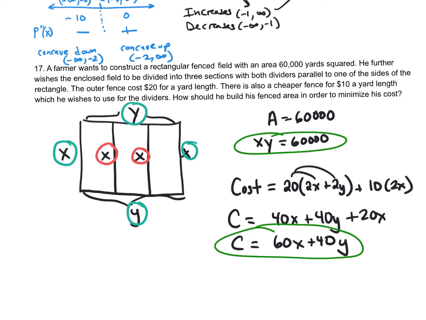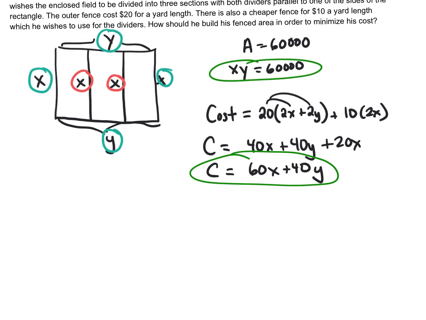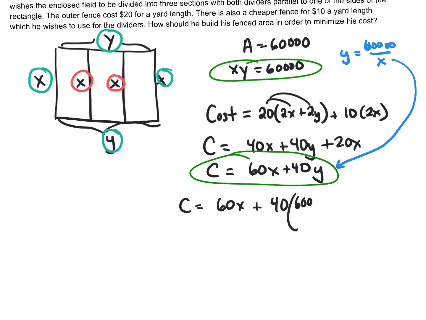Now this is very traditional optimization or minimization. We're going to solve for 1 variable. So up here, I'm going to solve for y, although you certainly can solve for x. So y is going to equal 60,000 divided by x. And then I can plug that in down here. So my cost is going to equal 60x plus 40 times 60,000 over x. Since I'm going to take the derivative, I'll clean that up: 60x plus 2,400,000 times x to the negative 1.